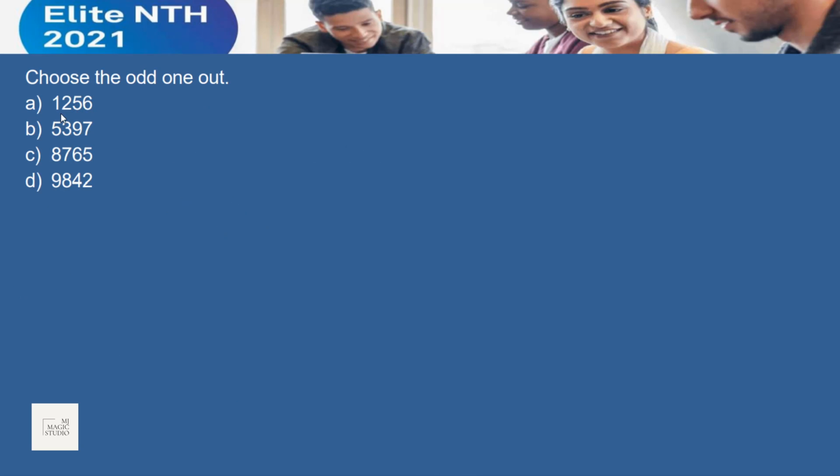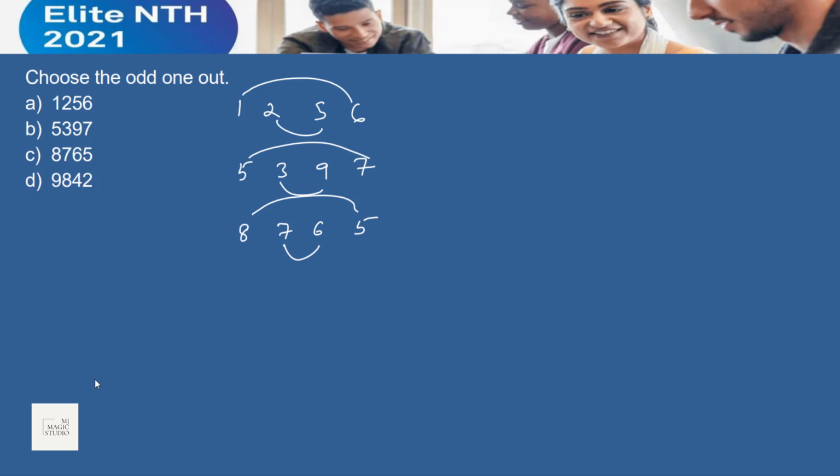Choose the odd one out. 1, 2, 5, 6: if I look carefully, 1 plus 6 is 7, 2 plus 5 is 7. 5, 3, 9, 7: 5 plus 7 is 12, 9 plus 3 is 12. 8, 7, 6, 5: 8 plus 5 is 13, 7 plus 6 is 13. 9, 8, 4, 2: 9 plus 2 is 11, 8 plus 4 is 12. I'll go with option D.